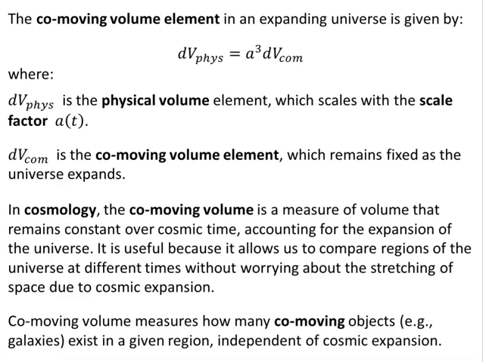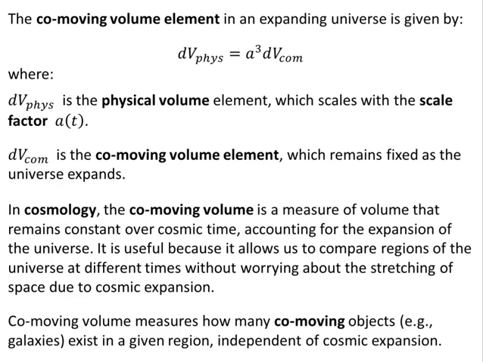You could define the distance between the Andromeda galaxy and the Milky Way galaxy as being one unit, whatever unit you want. You could call that one. Now, for the life of the universe, that will remain one. That co-moving distance will always be one.